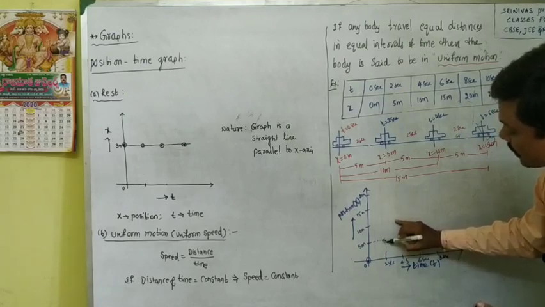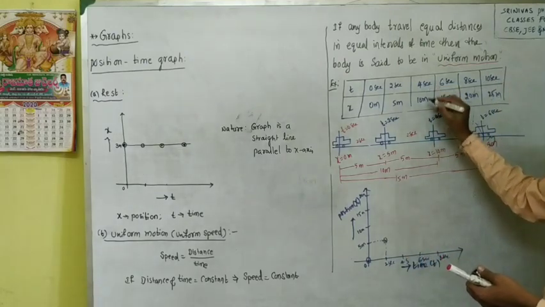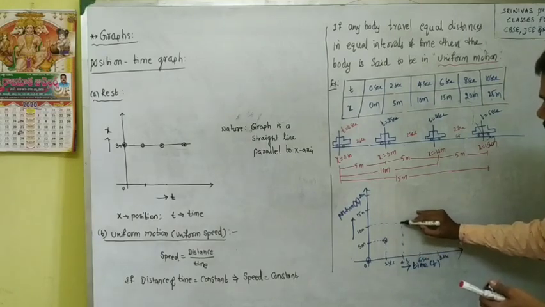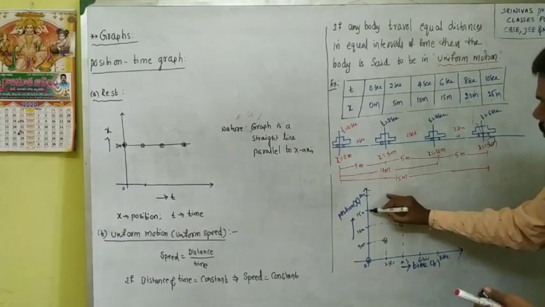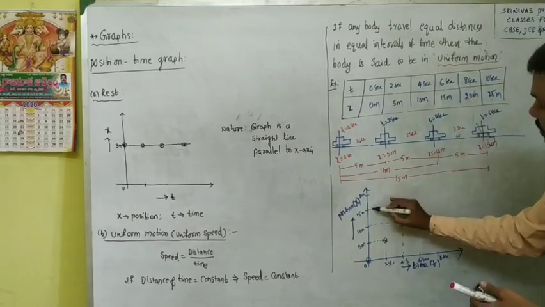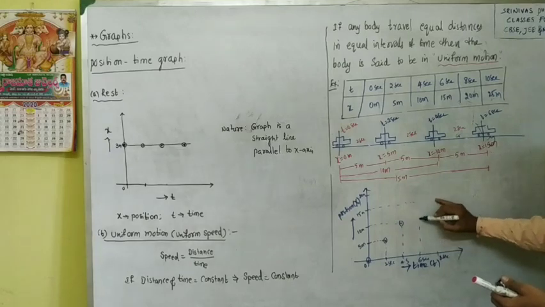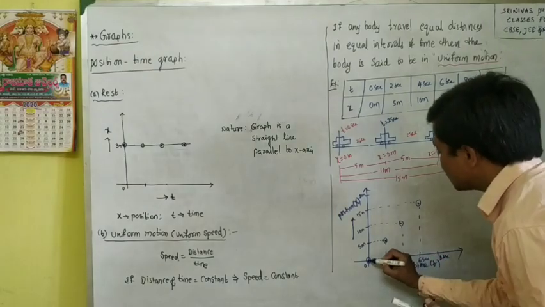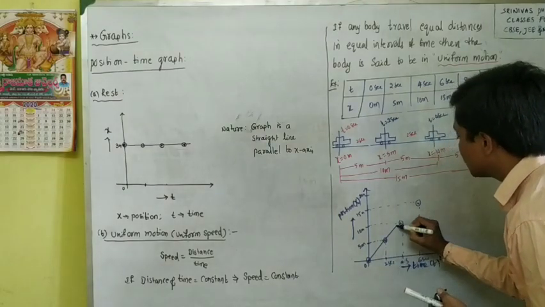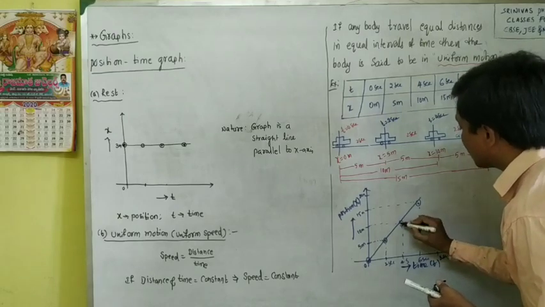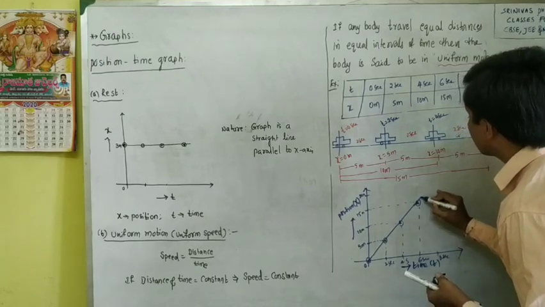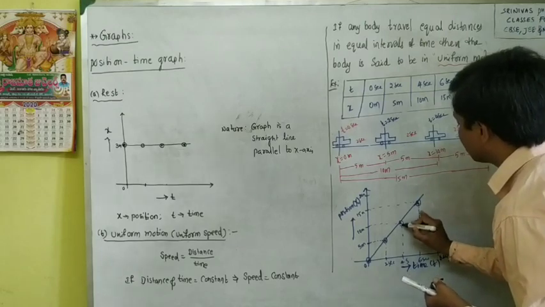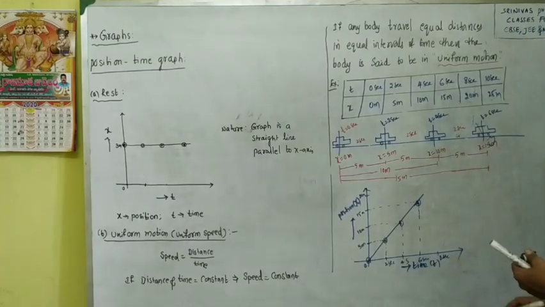This is the point 2 comma 5, right? And the next is 4 comma 10, right? This is the point 4 comma 10. And next 6 comma 15. Like this we are getting the points. If you join all these points, how do we get the graph? We get a straight line, right? We are getting a straight line. This is the position time graph.